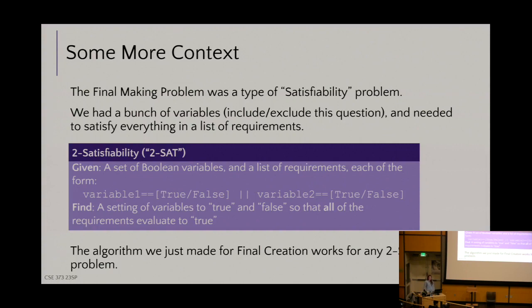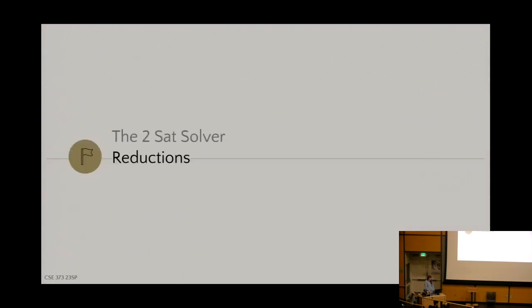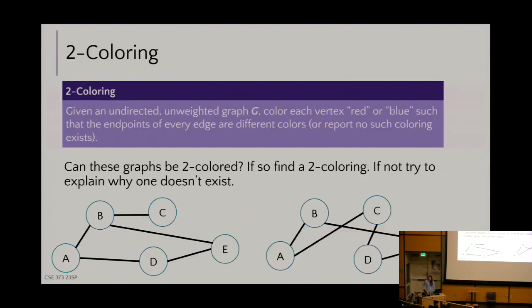You could imagine, you could apply this to a lot of different scenarios, maybe with voting. Here is another problem that isn't quite so applying to our life, but is another common computer science problem. It's this two-coloring problem. Given an undirected, unweighted graph, color each vertex either red or blue such that the endpoints of every edge are different colors, meaning every individual edge has red on one end and blue on the other. You can imagine scenarios in which this might apply.